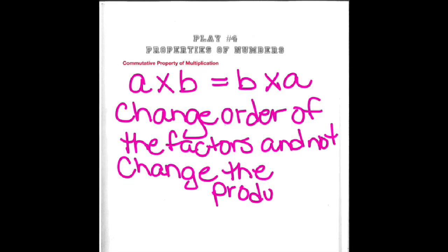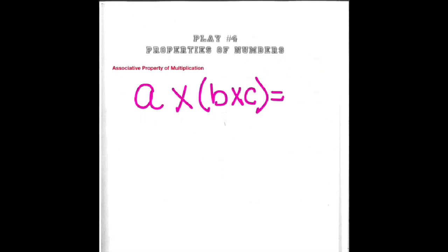Hopefully you have written some examples as well from the video. Okay, go ahead and go to your next page. Okay, the next one is the associative property of multiplication. Very same as the associative property of addition, except with multiplication. This just says that A times the quantity B times C equals the quantity A times B times C. You can change the grouping. Remember, associate means group.